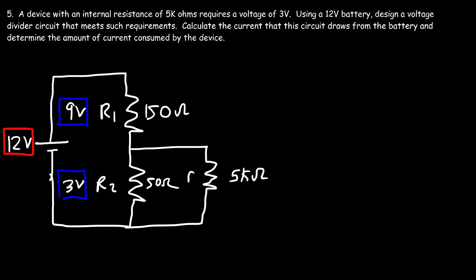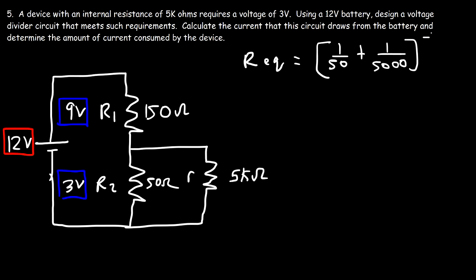Now let's calculate the output voltage across the device. First we need to calculate the equivalent resistance. So it's going to be 1 over R2 plus 1 over the internal resistance, which is 5,000, raised to the minus 1.